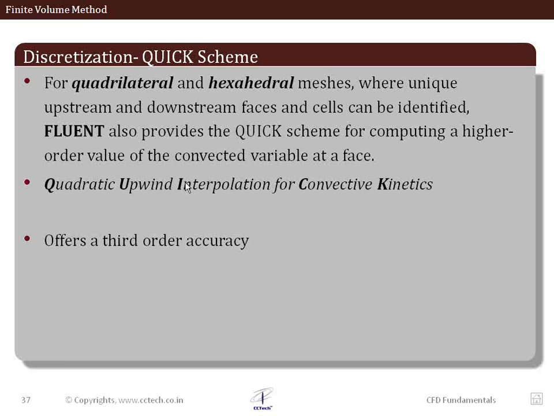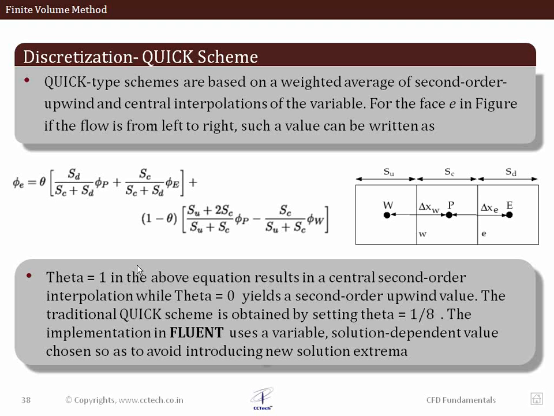If you have a combination of hex and tet mesh, that's a hybrid mesh, I'm going to speak about how the QUICK scheme can adjust itself to cater to such problems. So it gives us a third order accuracy. It's more accurate than the conventional first order and second order schemes. What the QUICK scheme does is, as you can see here, it has a blending factor theta, and based on this theta you switch between the central differencing scheme, that is the simple averaging scheme, and the second order scheme.